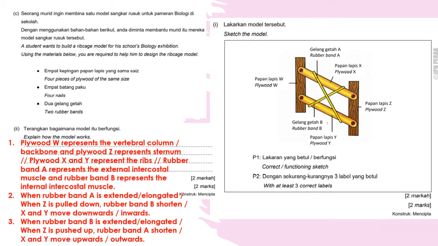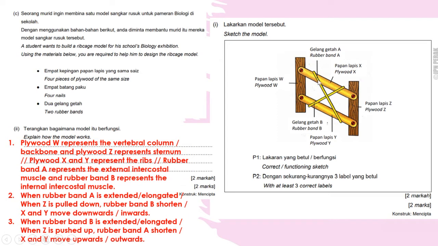Okay, so that's how you have to explain about how the model works. You have to explain how the model works during inhalation and exhalation. So you have to know what the materials given here represent. For example, plywood W represents the vertebral column, plywood Z represents the sternum, and the plywood X and Y here represent the ribs. The rubber band A represents the external intercostal muscle, and rubber band B represents the internal intercostal muscle.